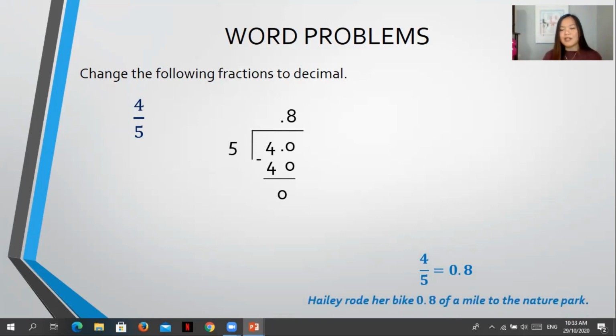Hailey rode her bike 0.8 of a mile to the nature park. Did you get it? Congrats if you got it. If not, watch the video again.